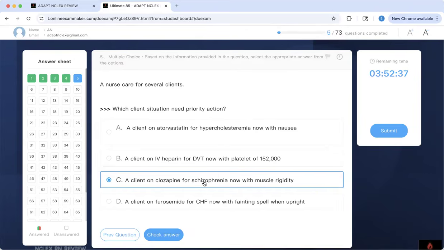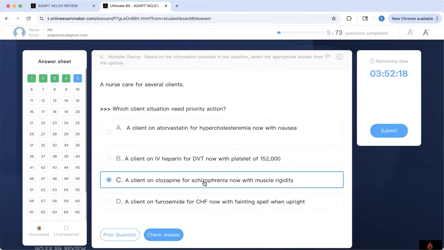Why? Clozapine is a second generation antipsychotic. If you have muscle rigidity, that's NMS, a bad problem. If you take heparin, and your platelet is 150,000, that's not bad. If it's less than 150, that becomes a priority. Heparin-induced thrombocytopenia.